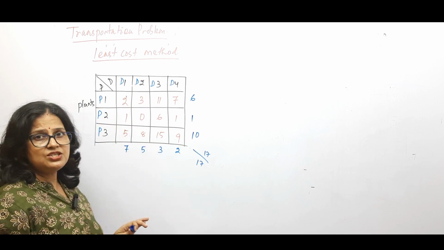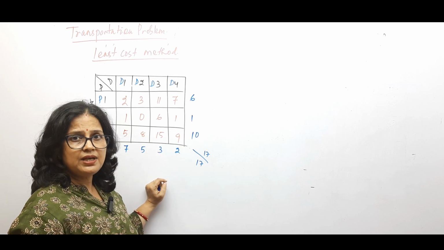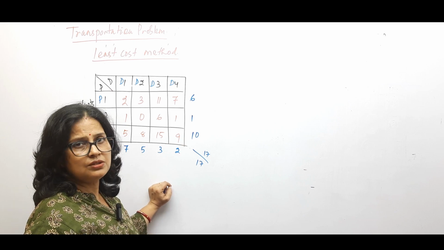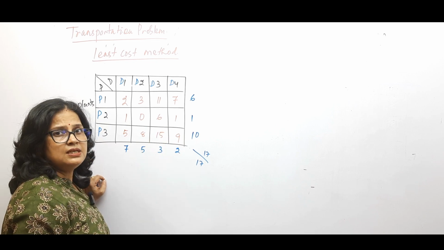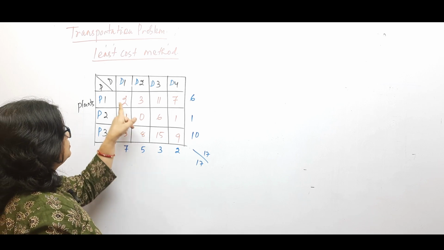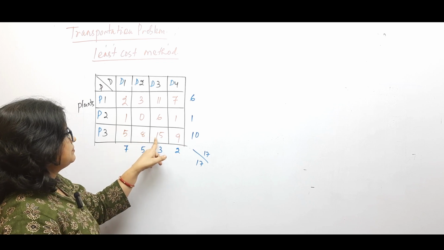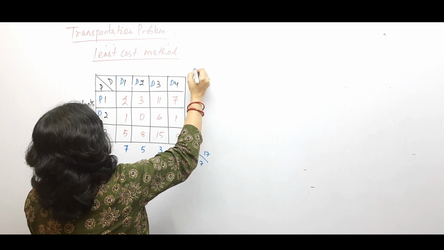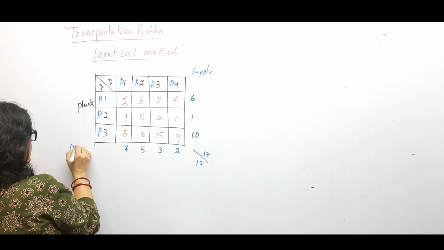As the name suggests, least cost method, so in this matrix we have to see the least cost in the whole matrix. If you see here 0, 2, 3, 11, 7, 1, 0, 6, 1, 5, 8, 15, 9, these are our costs. And this is our supply, and this is the demand.